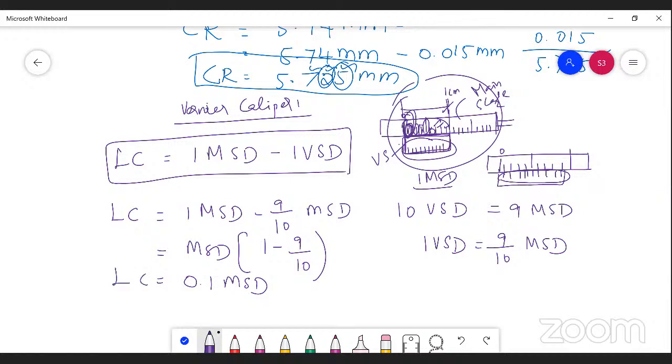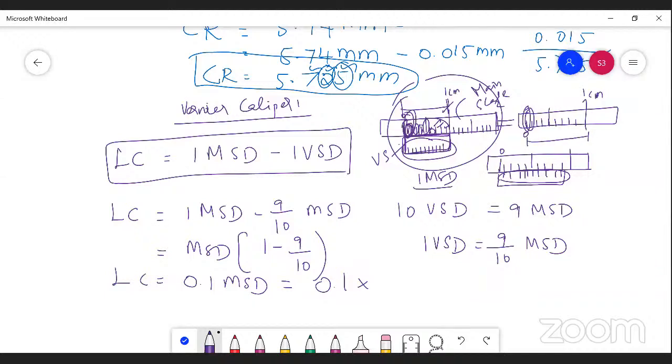The least count is equal to 0.1 main scale division, which is 0.1 into the value of 1 main scale division. The value is 1 millimeter. See, the main scale value is very, very important. 0, 1, 2, 3, 4, 5, 6, 7, 8, 9, 10 is 1 centimeter. What is the 1 division value? 1 division is equal to 1 millimeter.